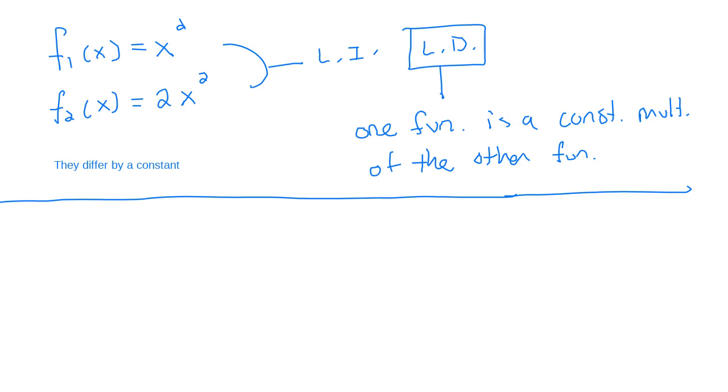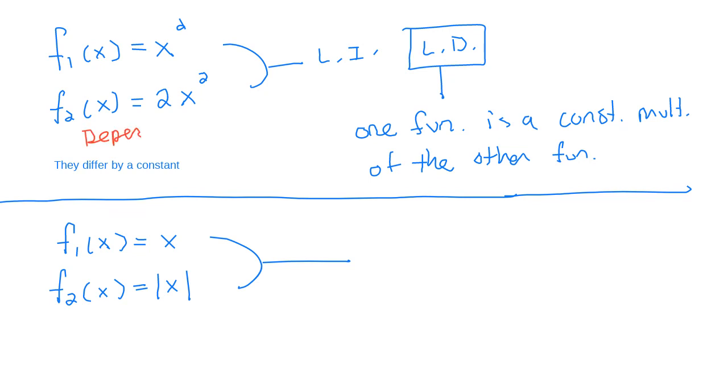So what if I gave you this? What if I gave you two different functions? What if I said f1 is going to be x, and f2 is going to be the absolute value of x. What about these two functions? You guys tell me, is this linear independent or linear dependent?